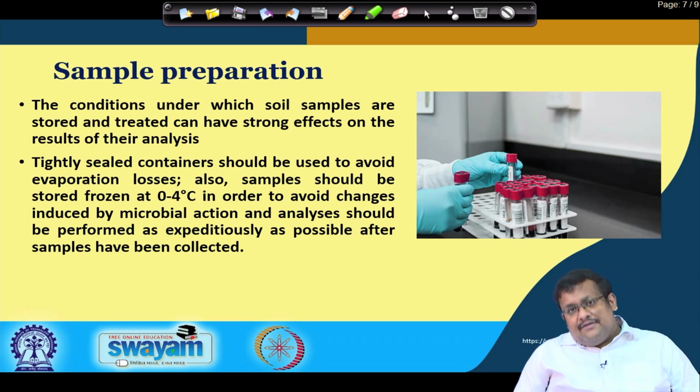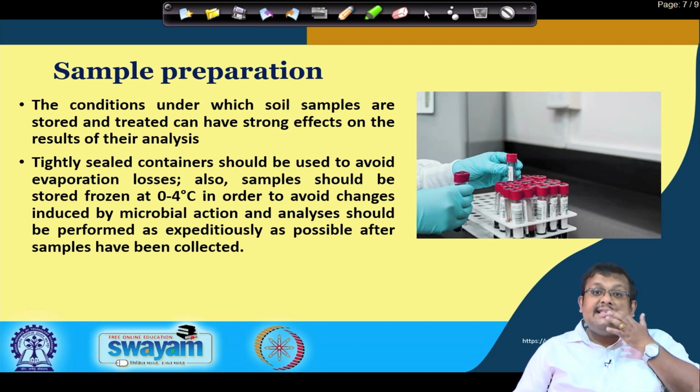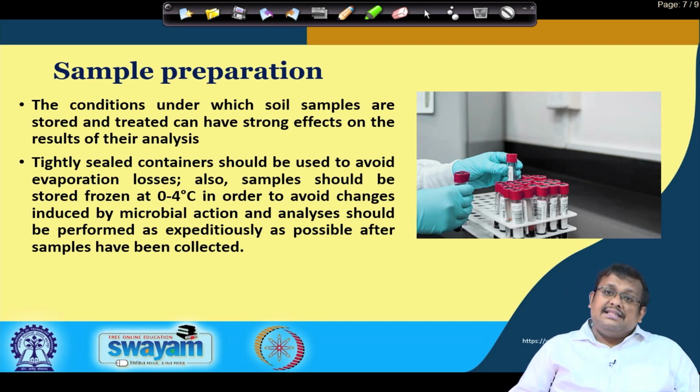So, generally for environmental monitoring purposes, we use tightly sealed containers to avoid evaporation losses. Also, samples should be stored frozen at 0 to 4 degree centigrade in order to avoid changes induced by microbial action, and analysis should be performed as expeditiously as possible after samples have been collected. So, if we collect the samples and keep them at high temperature, obviously microbial activity will increase, and as the microbial activity increases, there will be changes in the physiochemical and biological properties of the sample.